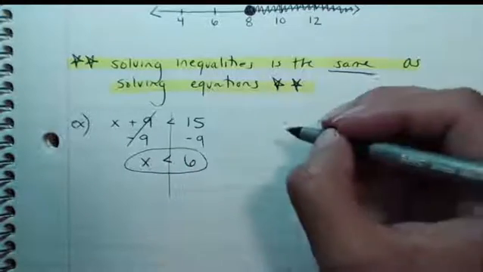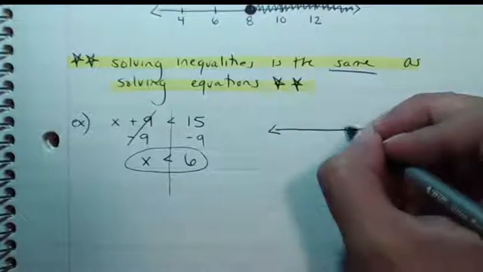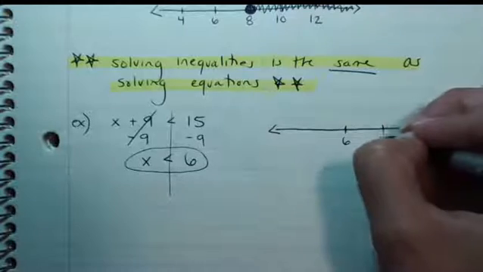If I was to graph this, okay, I'm going to put 6 in the middle, just a couple on each side.